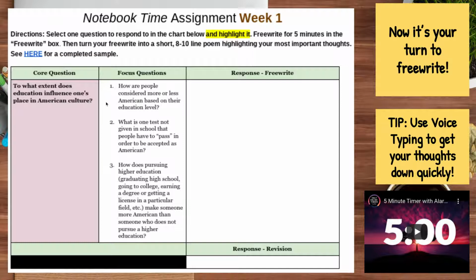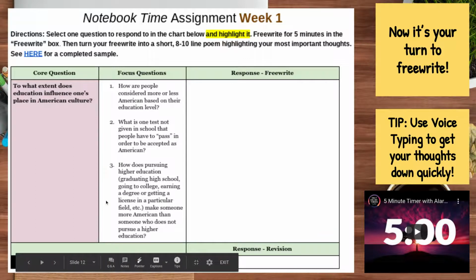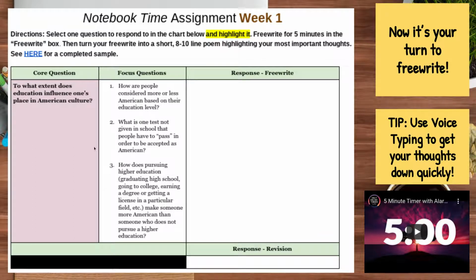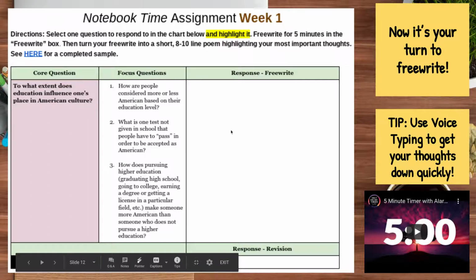The first question is, how are people considered more or less American based on their education level? The second option is, what is one test not given in school that people have to quote unquote pass in order to be accepted as American? How are people tested every single day, not necessarily in a classroom? And how does that relate to being American? Or you could choose the same option that I did. How does pursuing higher education make someone more American than someone who does not pursue a higher education? So choose one of those 3 and write your free response now.